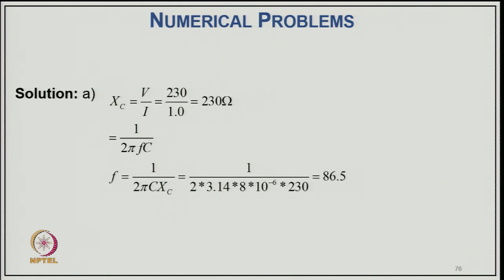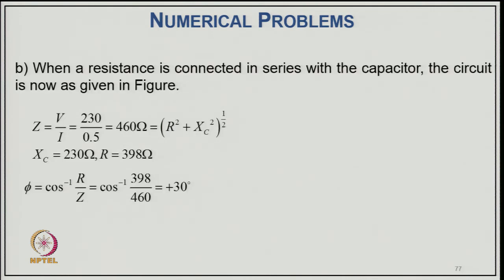Now, we can say X_C equal to V upon I, that is 230 upon 1, so that is 230 ohm, equal to 1 upon 2 pi f C. From this we can find f equal to 1 upon 2 pi C X_C, and putting in the values, that comes to 86.5 hertz. When the resistance is connected in series with the capacitor, the circuit impedance is V upon I, that is 230 upon 0.5, so the impedance is 460 ohm, which is the square root of R square plus X_C square, and we know X_C is 230 ohm. From this relation we can find R, which comes to around 398 ohm, and we can now find the phase angle, cos inverse of R upon Z.